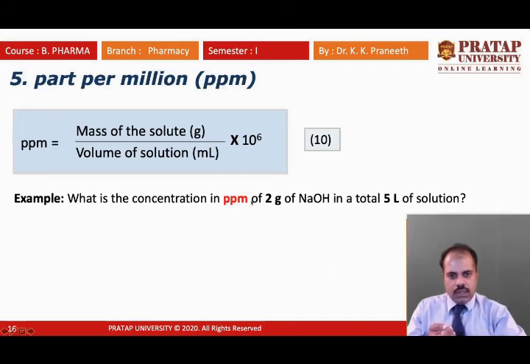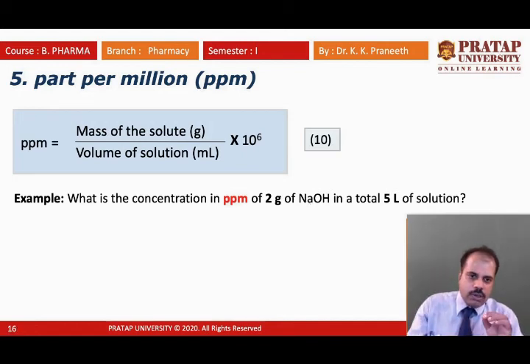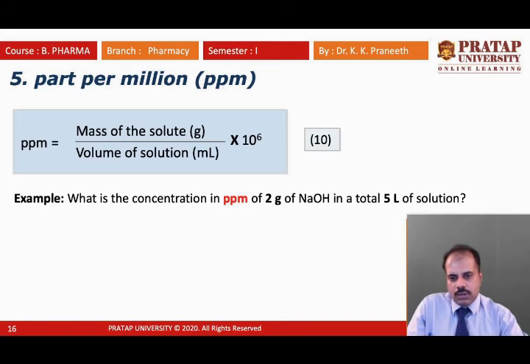This is the solution. So in that solution, 2 grams of sodium hydroxide is there, made up to 5 liters using water. So what is the concentration in ppm, parts per million? In a million parts of solution, how many parts of sodium hydroxide are present? That is the question. So we need to calculate ppm, that's why it is given in red color.